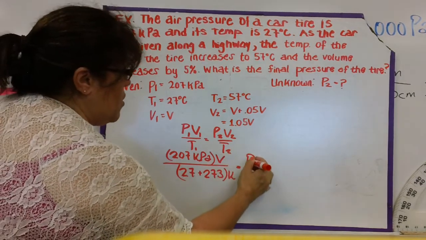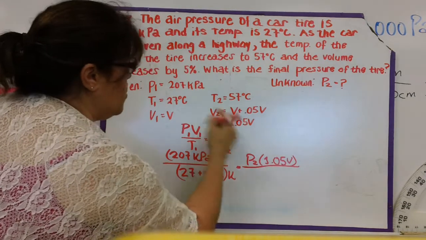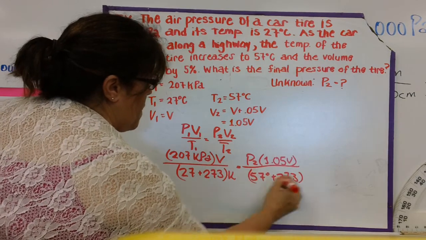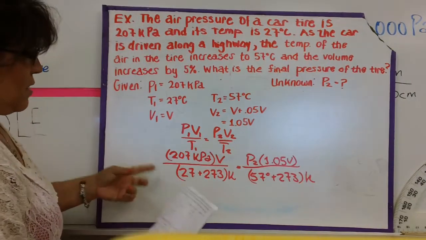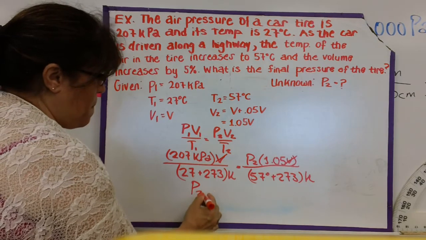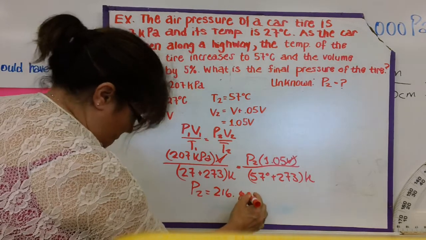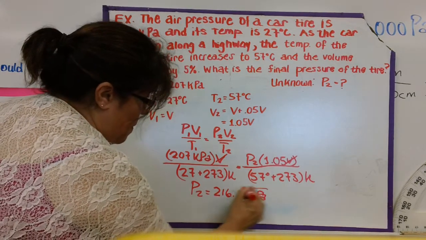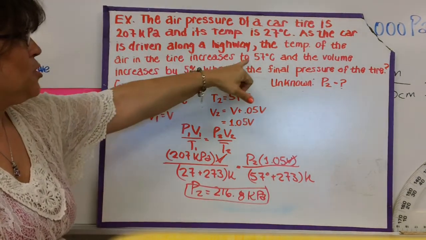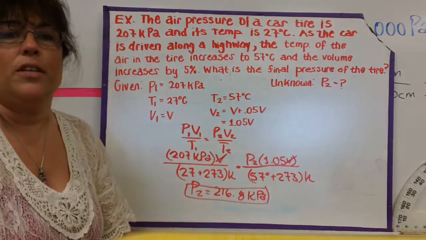And now P2 is our unknown. Well, V2 is 1.05 V, and T2 is 57 degrees plus 273 Kelvin. So if we do a little bit of calculation, and look here, these V's will cancel out, and so we can solve for P2, and P2 ends up being 216.8 kilopascal. So we can find out what the pressure is later on as the volume increases and the temperature increases as well. So this allows us to look at two situations, a before and an after, and compare the values.